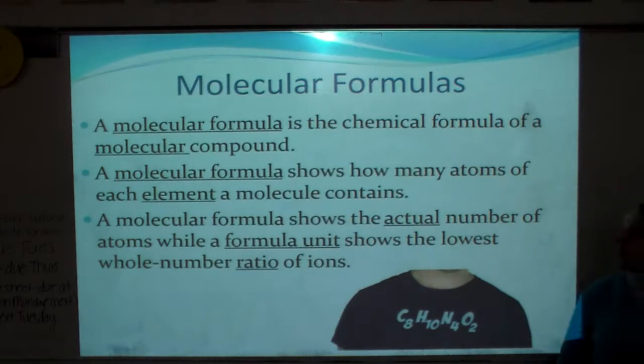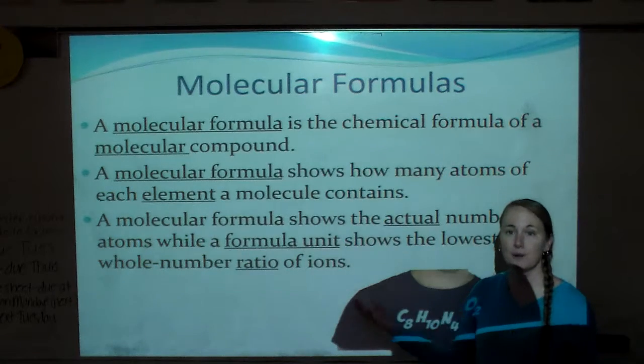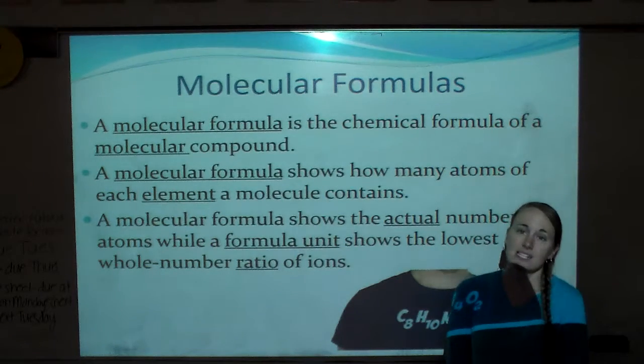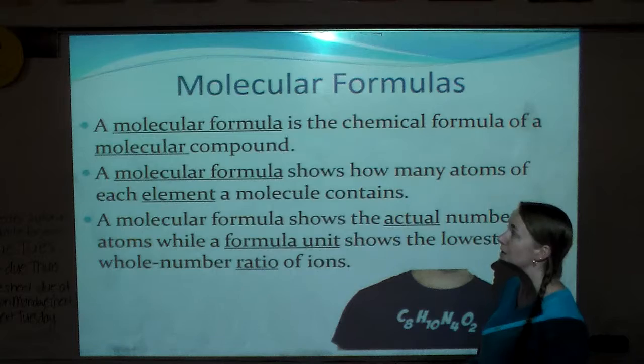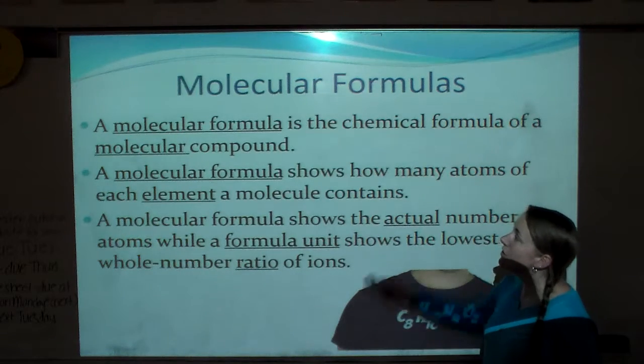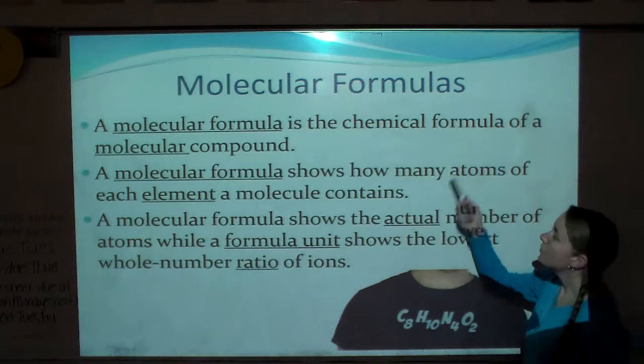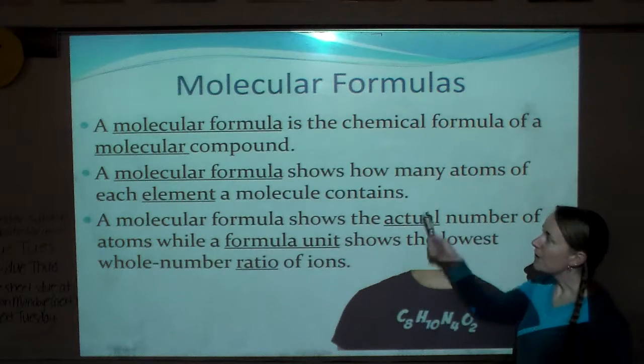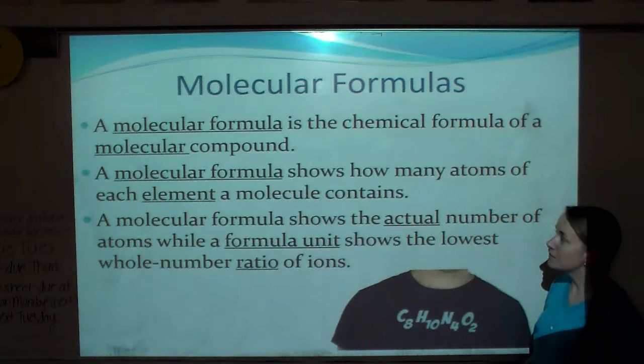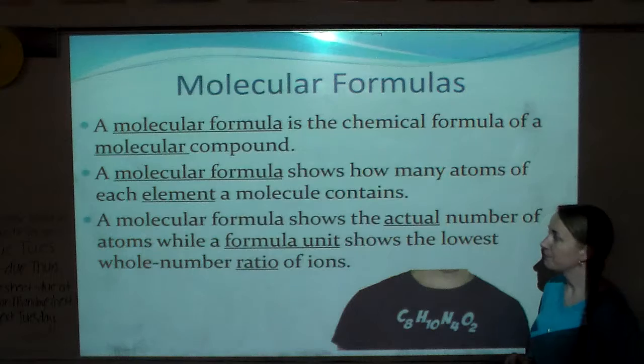All right, so let's look at a molecular formula real quick and then we'll be ready for section assessment. Hence the reason I decided to do this lesson as a video lesson. Pretty easy section. So a molecular formula is the chemical formula of a molecular compound. A molecular formula shows how many atoms of each element a molecule contains.